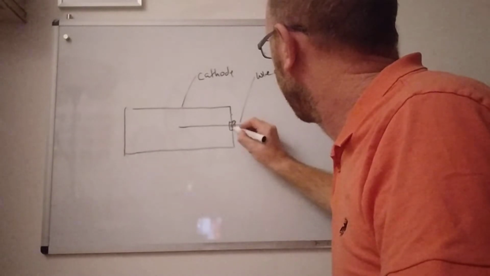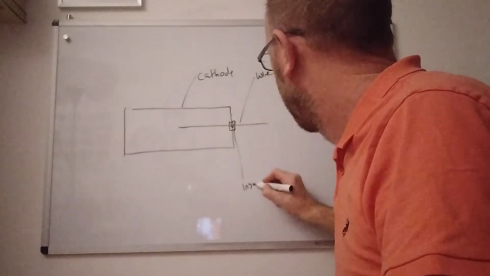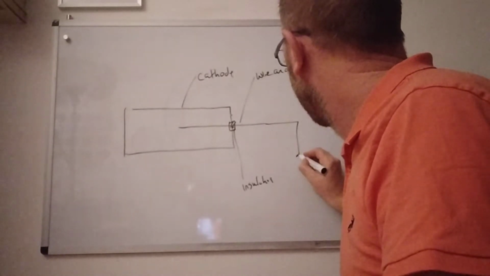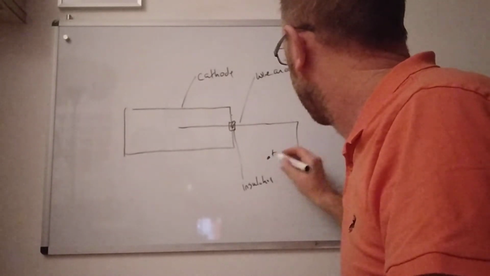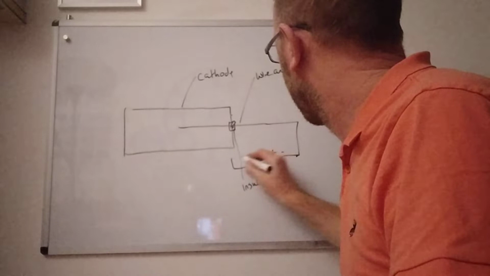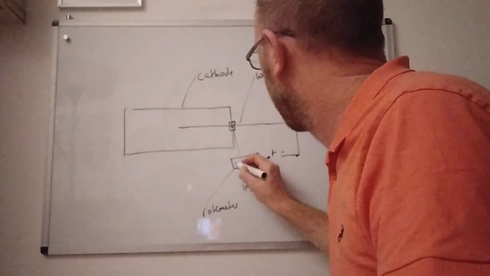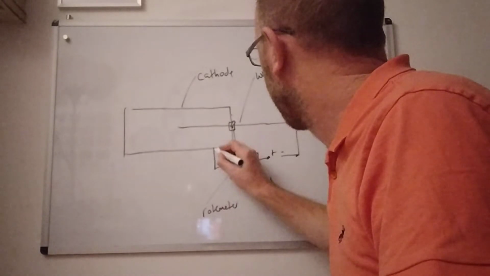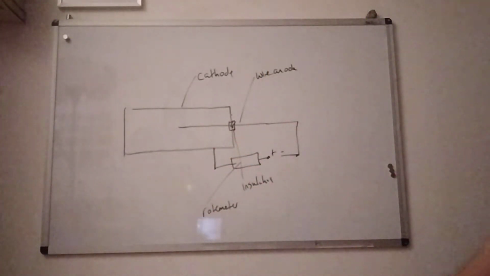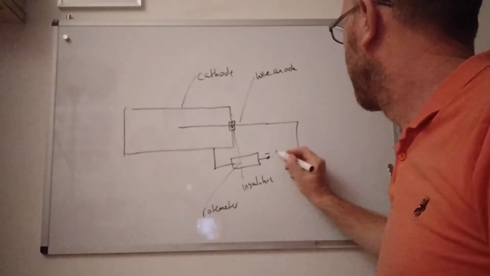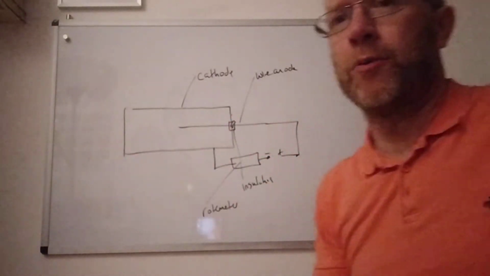There's a bit of insulation here to stop the cathode and the anode touching, and then you have a power supply here, plus and minus, and you have something to measure the current. We call it a rate meter, or you could call it an ammeter, and that goes back to the cathode. That's the wrong way around. That should be the minus, and that should be the plus. Plus connected to the wire anode.